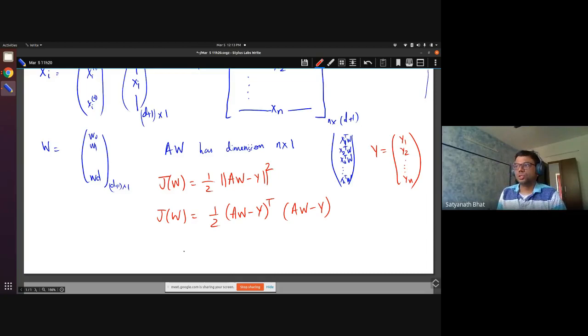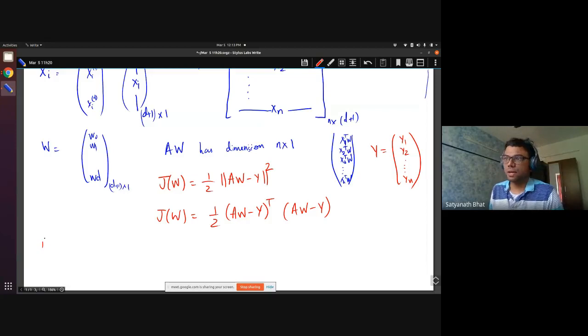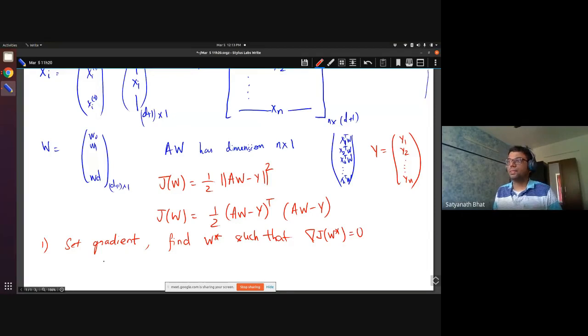Now there were two approaches which Rohit told. He said in order to find the minima of this cost function, there are two approaches. One is set the gradient to 0. So you take the gradient of this and find out which values of w. Basically find w star such that gradient of J of w star is equal to 0, and then that is my optimal. That is what we are going to do, and that will give you an answer in one shot.